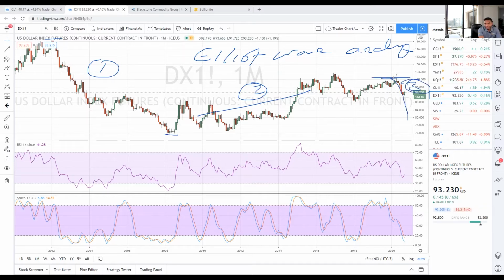Why is that such a big deal? Because usually wave three is equal to wave one in size. That means, could we have a similar movement in the dollar like we saw from 2002 to 2008? And if that were to happen, imagine where dollar denominated assets could go.